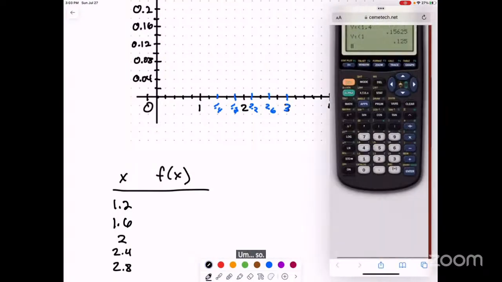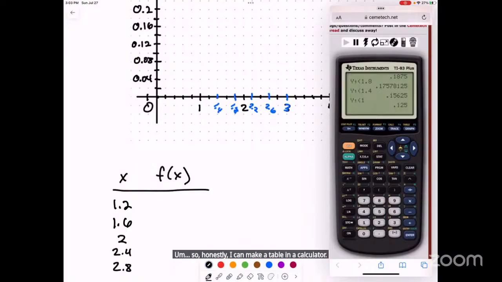So honestly, I can make a table in the calculator. If I go to table set, I want the table to start at 1.2. We want it to change by 0.4. And then my table's the top right, so I'm going to hit second graph to access the table. So then these are rounded, but I think we can use them.